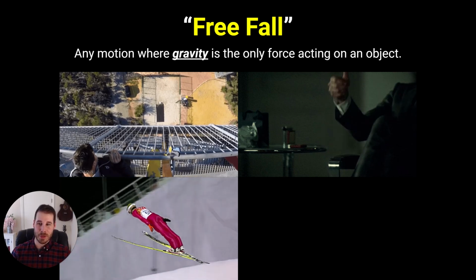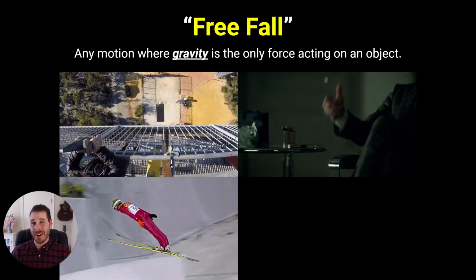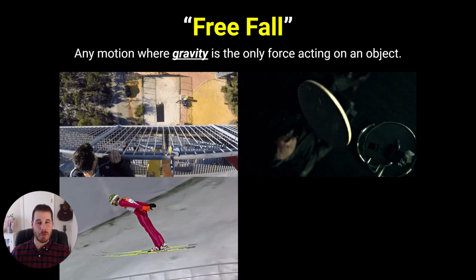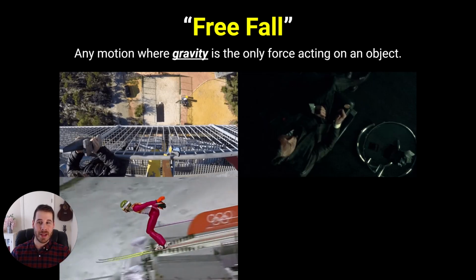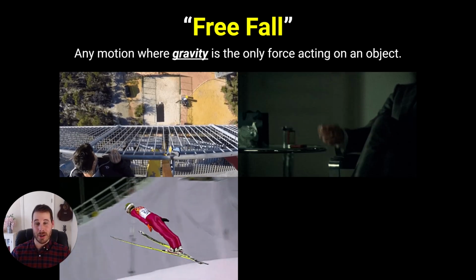Here's another example of free fall. This is an Olympic ski jumper going off a ramp, and they are not in free fall until the moment they leave the ramp. At that point, gravity is the only thing affecting the jumper, and so that's when they are in free fall.